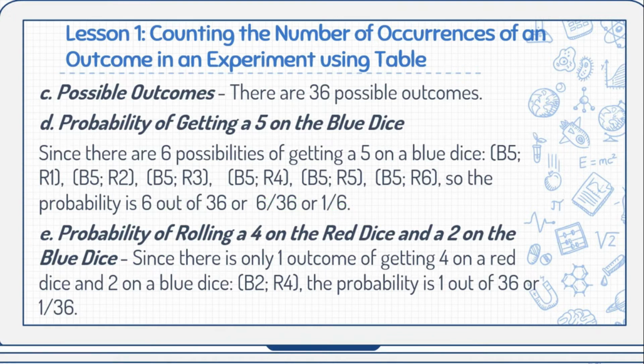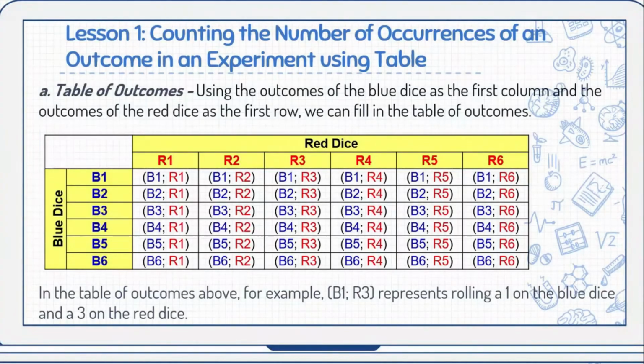Now, for letter E, probability of rolling a 4 on the red dice and 2 on the blue dice. Okay? Since there is only one outcome of getting 4 on a red dice and 2 on a blue dice, this one, we have blue 2, B2, and red 4 or R4, the probability is 1 out of 36 or 1 over 36.